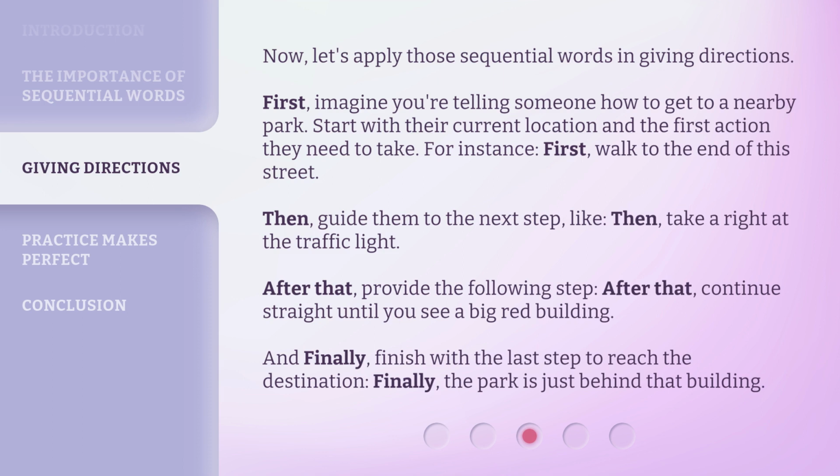Then, guide them to the next step, like, then, take a right at the traffic light. After that, provide the following step. After that, continue straight until you see a big red building. And finally, finish with the last step to reach the destination. Finally, the park is just behind that building.